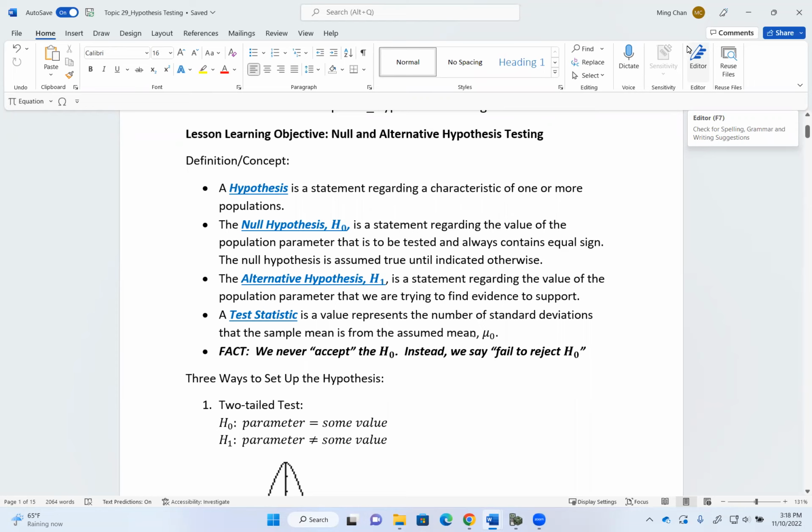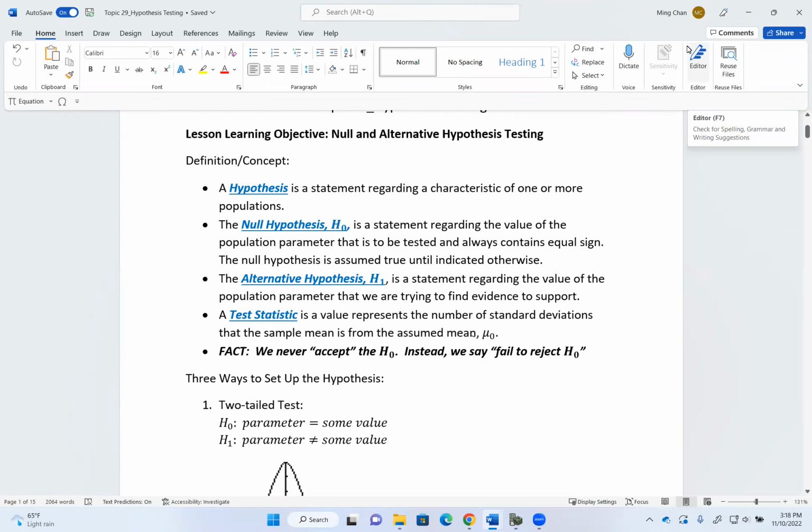All right, here's a fact: we never accept what they say, the null hypothesis. We never accept that what they are saying is true. Instead, what we say is we fail to reject the null hypothesis. We fail to reject what they say because we cannot find the evidence to support our claim.